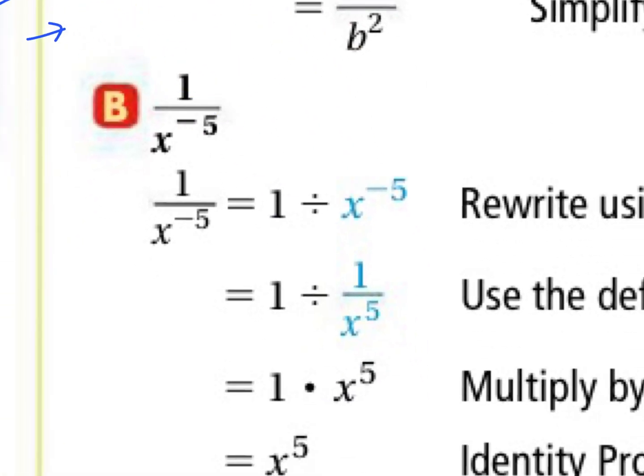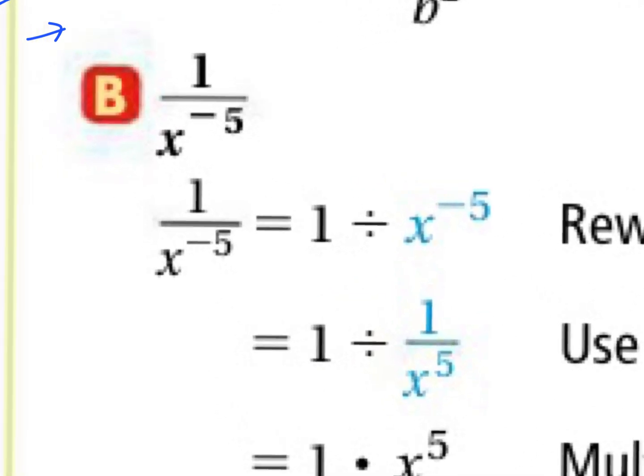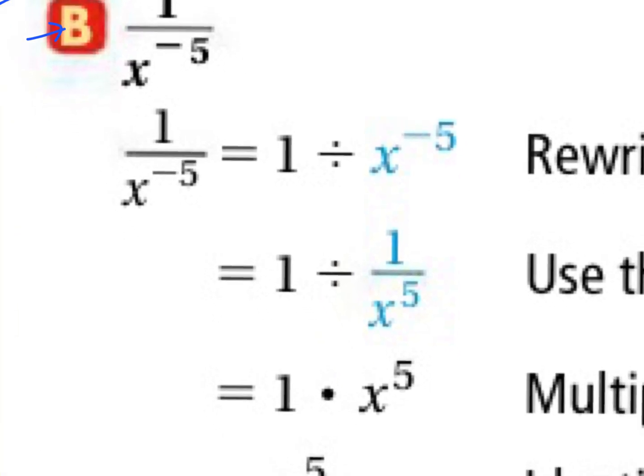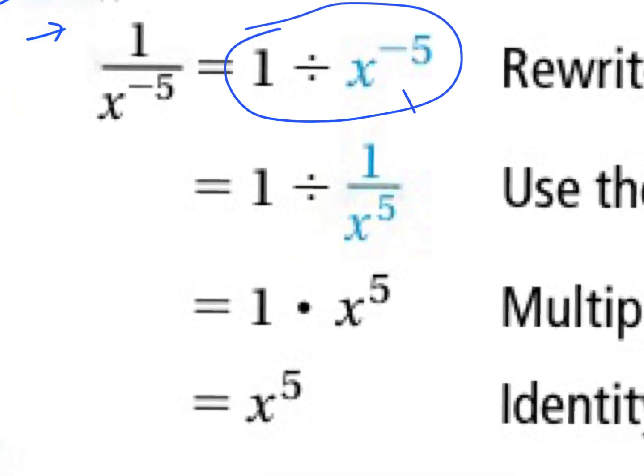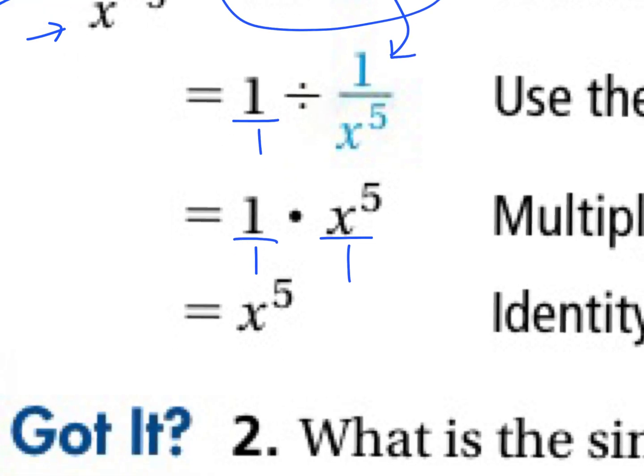Part B, this time we have this negative exponent in the denominator. The book kind of steps you through the process so you can see what's happening and maybe understand why this works, what I was mentioning earlier. We can first write this sideways. We can write 1 divided by x to the negative 5th power. We know x to the negative 5th power is the same as 1 over x to the 5th power. And then for dividing, we can do keep, change, reciprocal. And so then basically we've got 1 times x to the 5th power, which would be x to the 5th power.